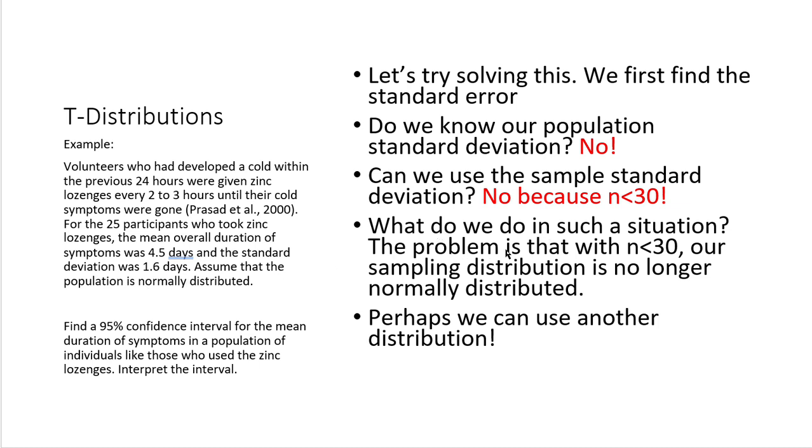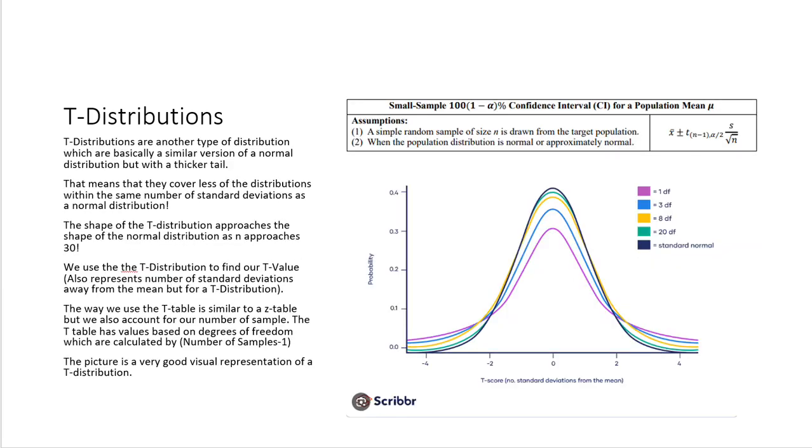So what do we do? The problem is that with n less than 30, we can't rely on our sample standard deviation, because it may not be a very good estimate, especially if our original population distribution is extremely skewed. Also, with n less than 30, our sampling distribution is no longer normally distributed. So it's perhaps some other distribution, and that's what we're going to look into. Maybe we can work with this, but we have to use another distribution which better fits what n equals 25 looks like, one that deviates a little from the normal. And that brings us to t distributions.